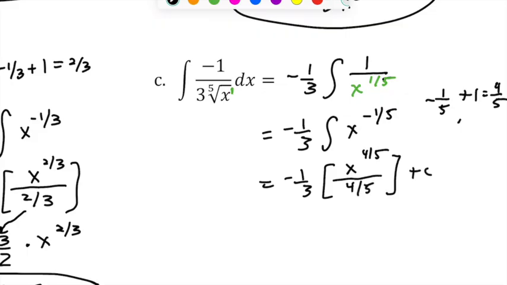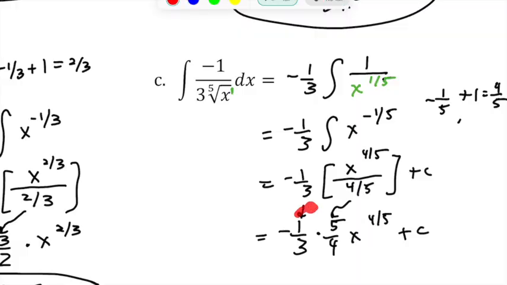Always add your constant. You can do it at the very end. So again, stay. This division changes to a multiplication, and then reciprocate. And so we have negative 5 over 12 x to the 4/5. We're going to convert that back to a radical. So it's going to be the 5th root of x to the 4th, and then plus our c.